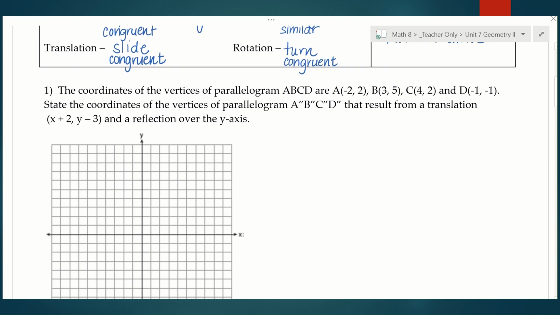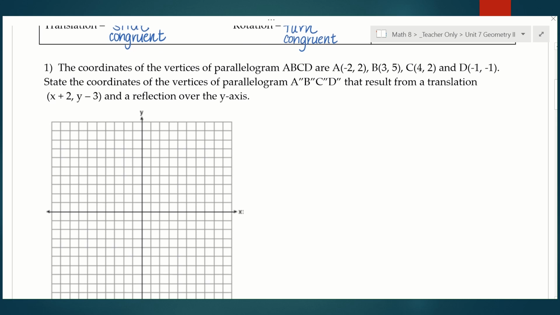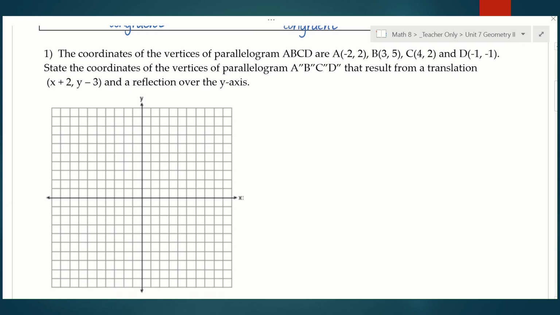Okay, so if we look at number 1, it says the coordinates of the vertices of parallelogram ABCD are as follows. State the coordinates of the vertices of parallelogram A double prime, B double prime, C double prime, D double prime that result from a translation of x plus 2, y minus 3, and a reflection over the y-axis. So what we want to do to start is actually plot parallelogram ABCD. So go ahead and take a second and do that. I'll do it on my page here.